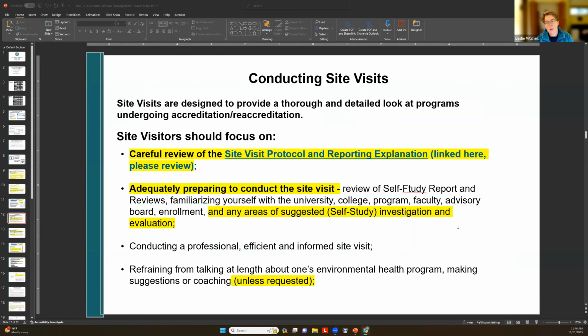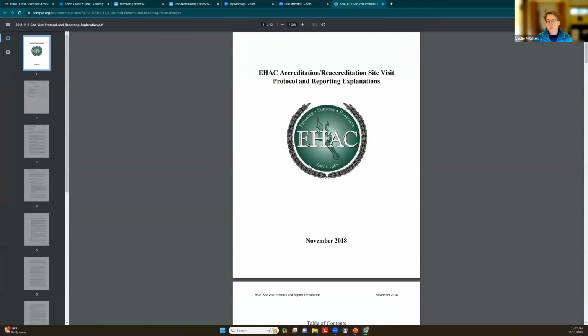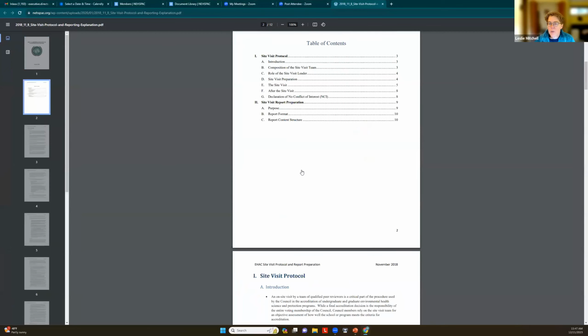Okay, so conducting the site visits. The focus for the visitors should be, number 1, we have a site visit protocol and reporting explanation that is pretty thorough. And if you can have a look at that, it would be really helpful. I'm bringing that up right now. It's really hard to do this. Okay. So this is what that looks like, and it goes through all the steps.